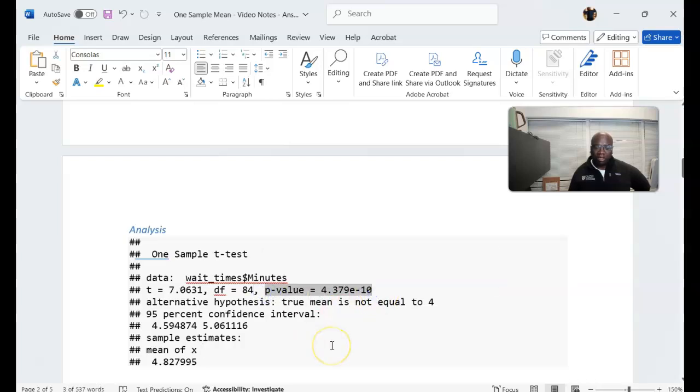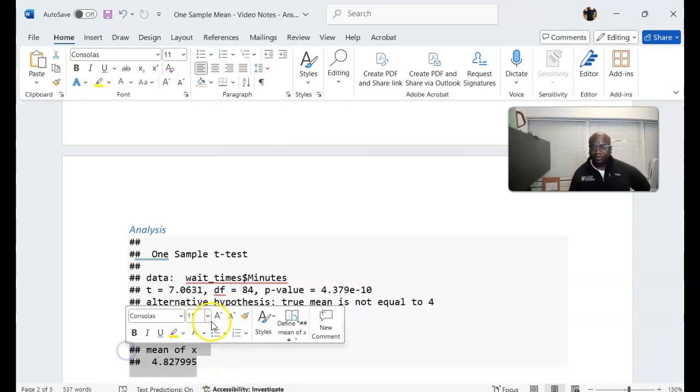Okay. Based on that p-value, that's extremely small. So we already automatically know what we're going to do to our null hypothesis. We're going to reject it. Okay. And then it also provides us a 95% confidence interval. And again, our sample mean.